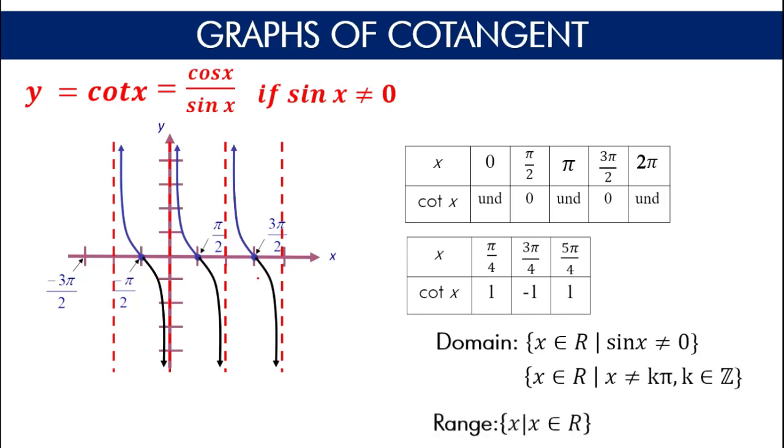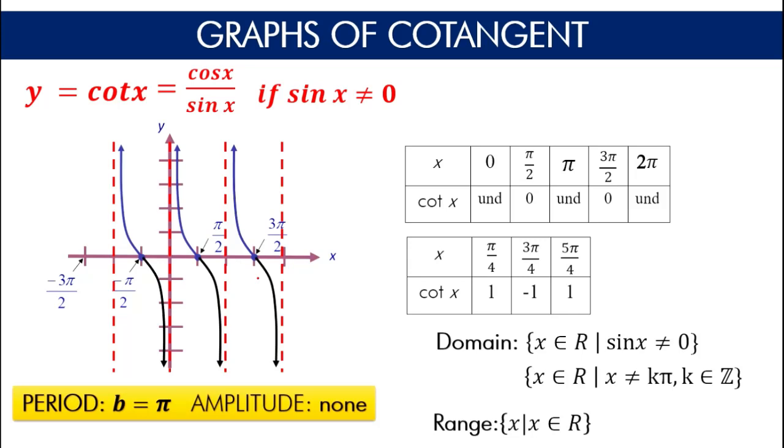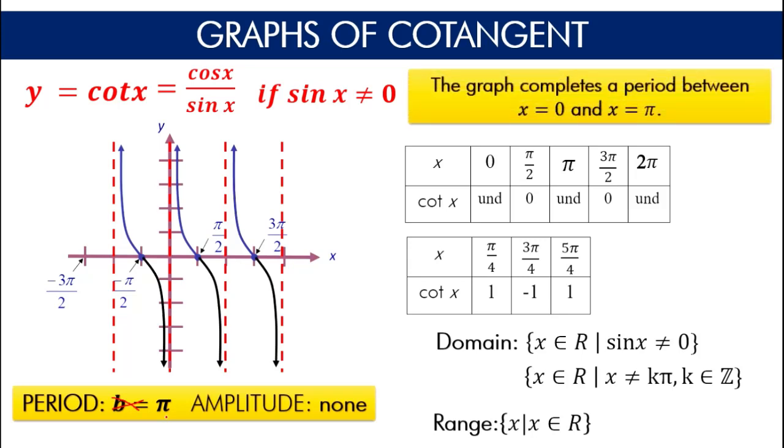And then for the range, obviously, as you can see, it approaches both the negative infinity and the positive infinity here. Okay, and then for the period, again, correction, it should be b equals just pi. Okay, the period is pi here, and the amplitude here is none. And then for one period, it completes from 0 to pi. Okay, so from 0 to pi.